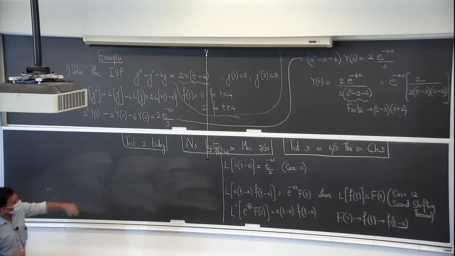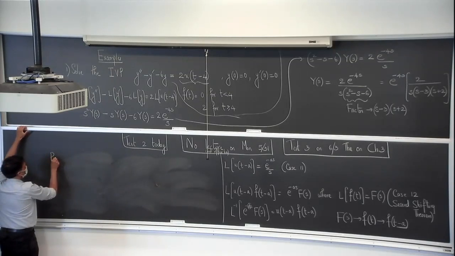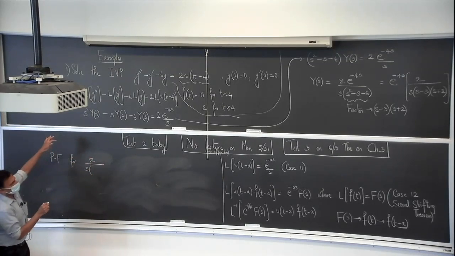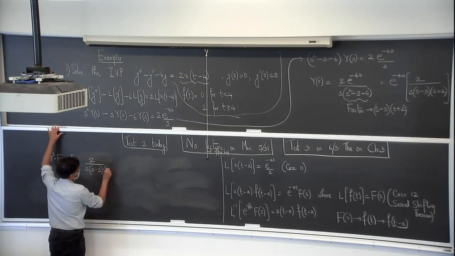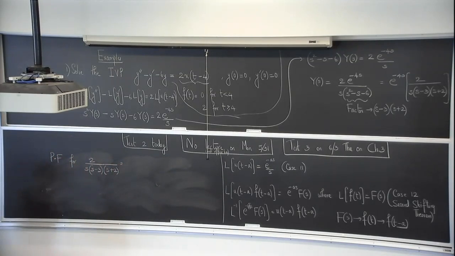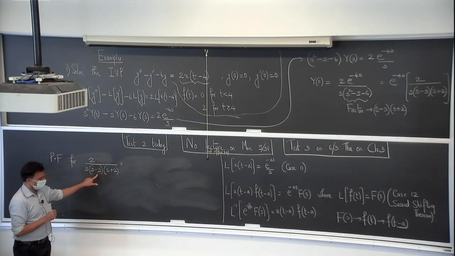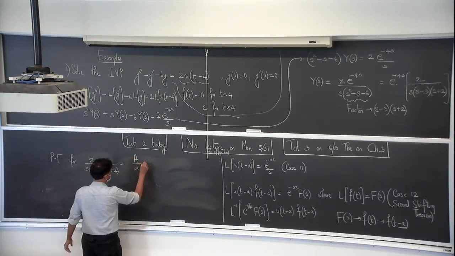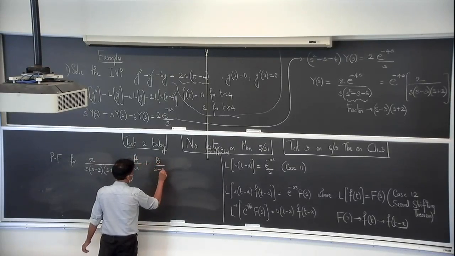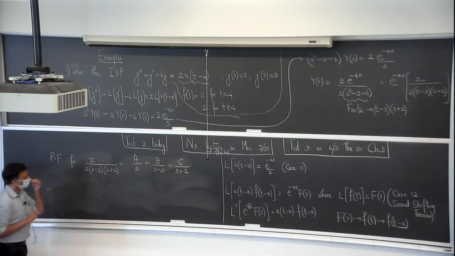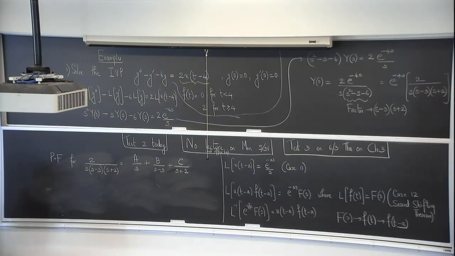All right, so let's do the partial fraction for 2 over s times s minus 3 times s plus 2. So we did the case with 2 linear terms. If there are 3 linear terms, you just need a third extra term on the right hand side. So it's going to be a over s plus b over s minus 3 plus c over s plus 2. Clear the fractions.